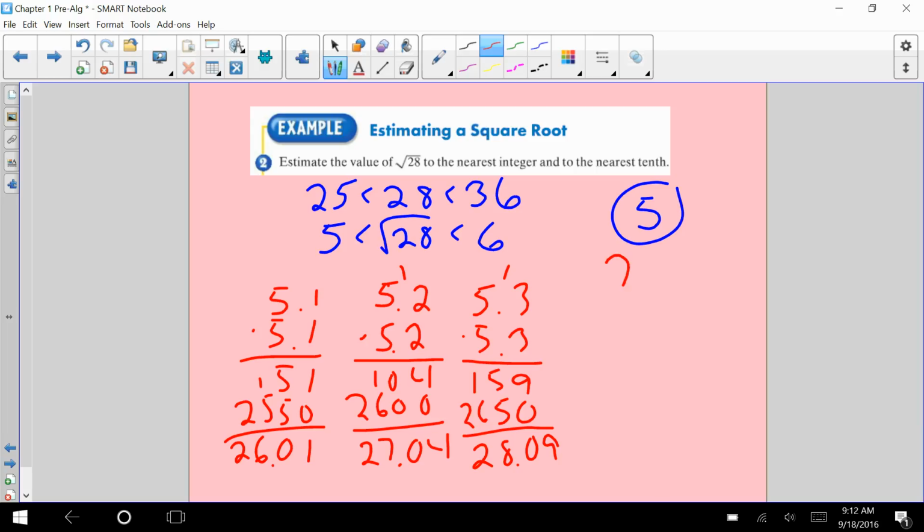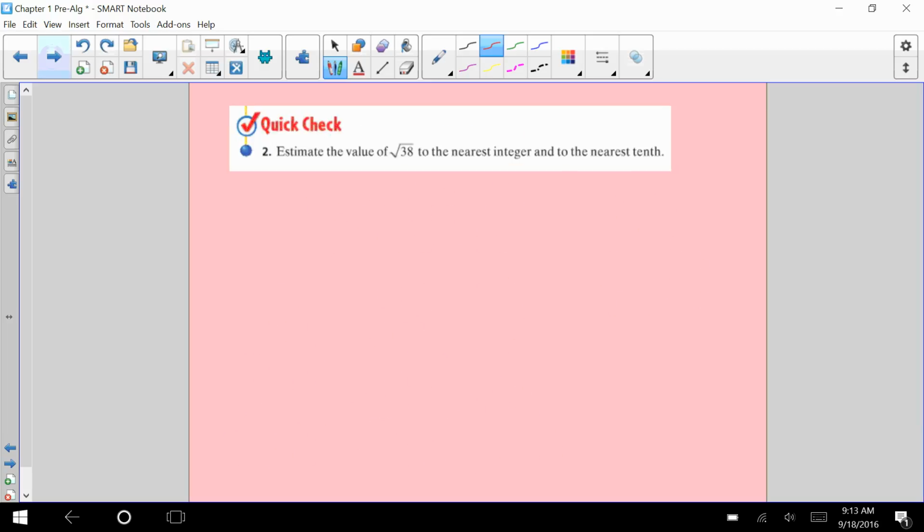Whoops, so my answer is going to be 5.3 because if I took the square root of 28.09, I would get 5.3. 28.09 is pretty darn close to 28. So now try this one using those same steps we just did.